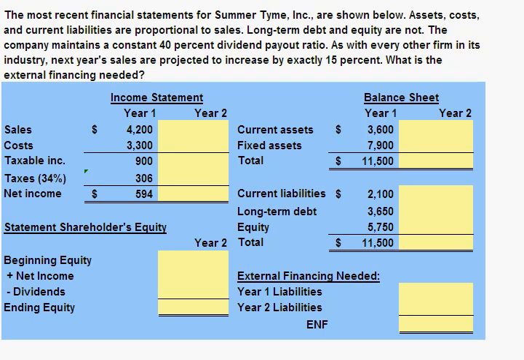The most recent financial statements for Summertime Inc. are shown below. Assets, costs, and current liabilities are proportional to sales. Long-term debt and equity are not. The company maintains a constant 40% dividend payout ratio. As with every other firm in its industry, next year's sales are projected to increase by exactly 15%. What is the external financing needed?